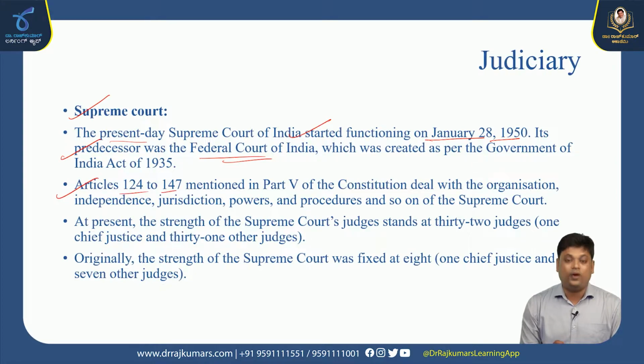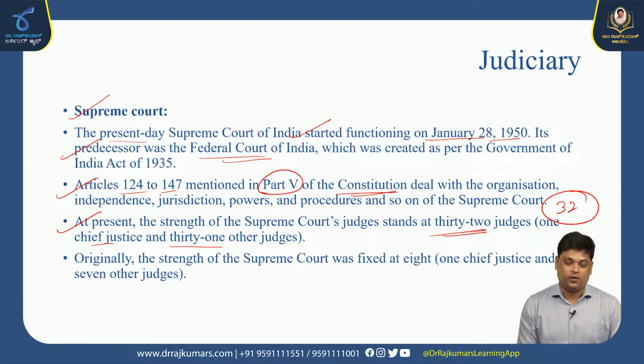Articles 124 to 147 in Part 5 of the Indian Constitution deal with the organization, independence, jurisdiction, powers and procedures of the Supreme Court. At present, the strength of the Supreme Court is 32 judges: 1 Chief Justice and 31 other judges. Originally, the strength of the Supreme Court was fixed at 8, 1 Chief Justice and 7 other judges, for one bench.